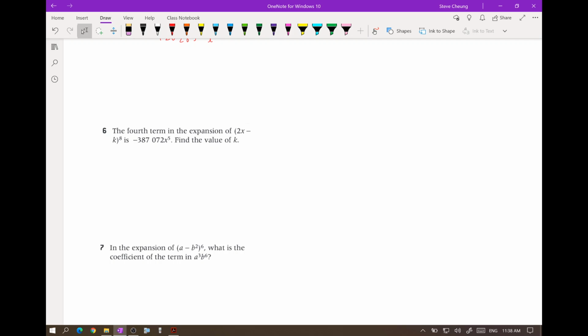The fourth term. I don't really like the usage of the order of the term, because technically there isn't an order. But according to the formula, we can expand 2x minus k raised to the power of 8 using this summation formula, going from 0 to 8 of a choose r. Technically, when r equals 0, that's the first term. When r equals 1, that's the second term. So here, when we want the fourth term, we just want r to be 3.